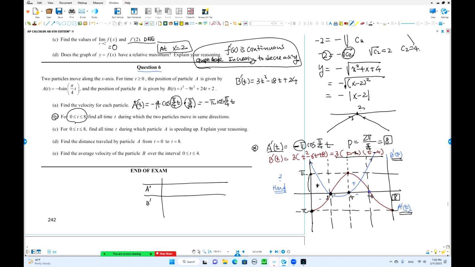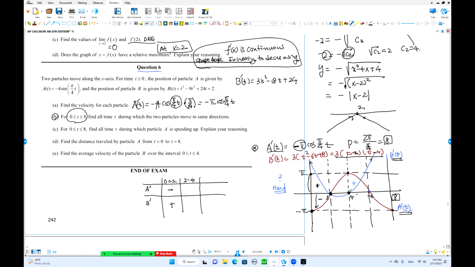From 0 to 2, the velocity of particle B is positive. The velocity of particle A is negative. So there are different directions: particle A moves to the left, particle B moves to the right. The next one, take a look over here, this is negative. From 2 to 4, check it out.